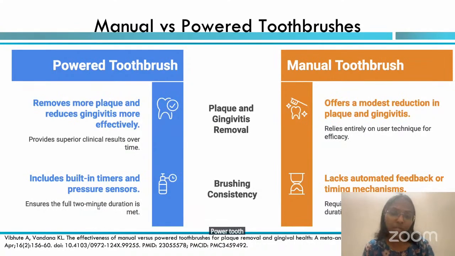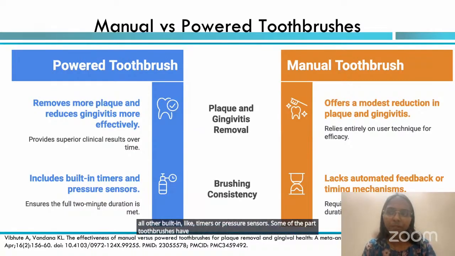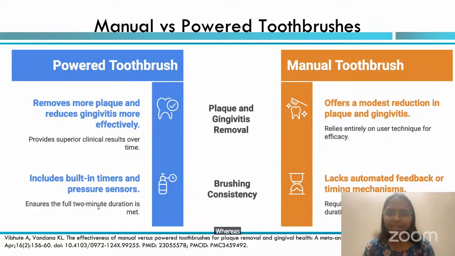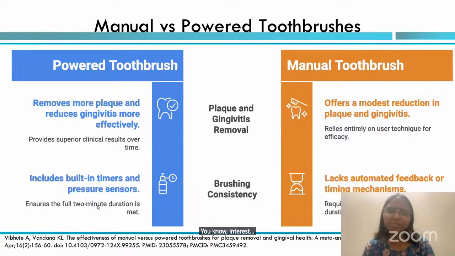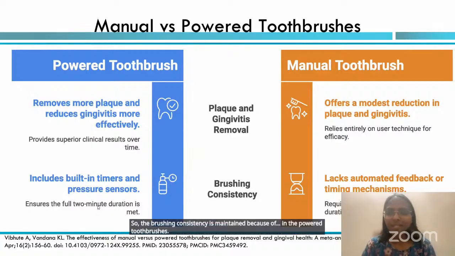Powered toothbrushes are also technology, so they come with built-in features like timers or pressure sensors. Some of the powered toothbrushes have them, whereas manuals lack this automated feedback. So the compliance and interest sometimes do decrease, while brushing consistency is maintained in powered toothbrushes.